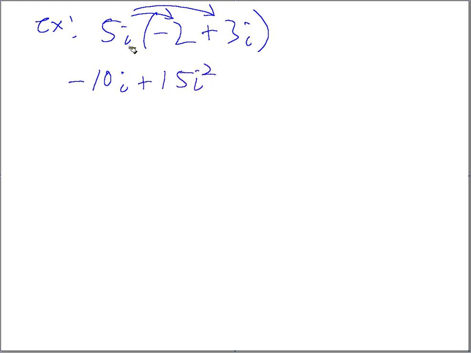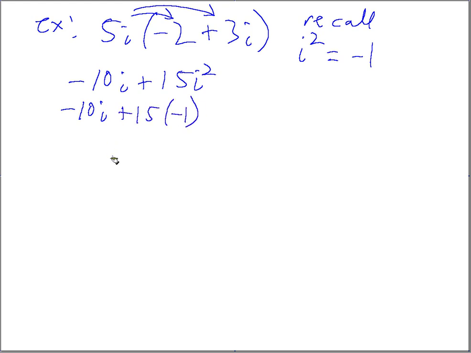15i squared, because i times i is i squared, right? Now remember how we defined i squared earlier. Let's recall that i squared is equal to negative 1. So therefore we can replace i squared with negative 1. So this is negative 10i plus 15 times negative 1, if I do it step by step, and that's going to be negative 10i minus 15.